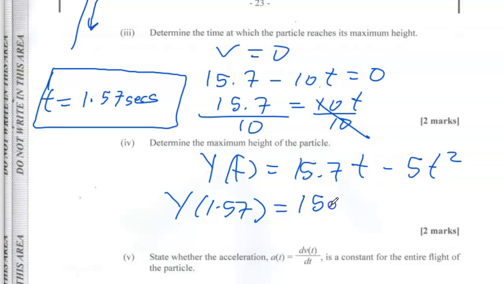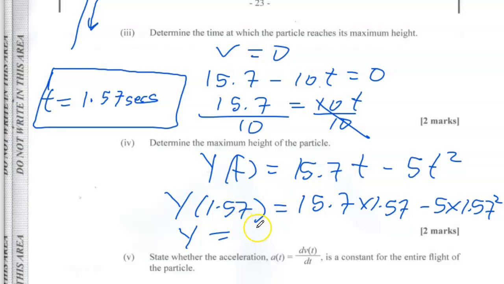So 15.7 times t, which is 1.57, minus 5 times 1.57 squared. And we end up with y equal to 12.32, and the height is given in meters.